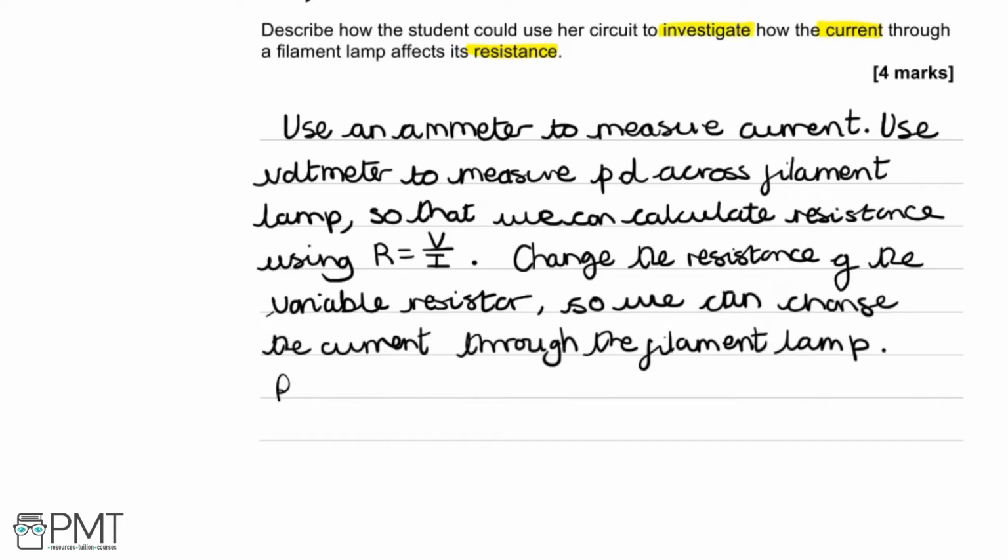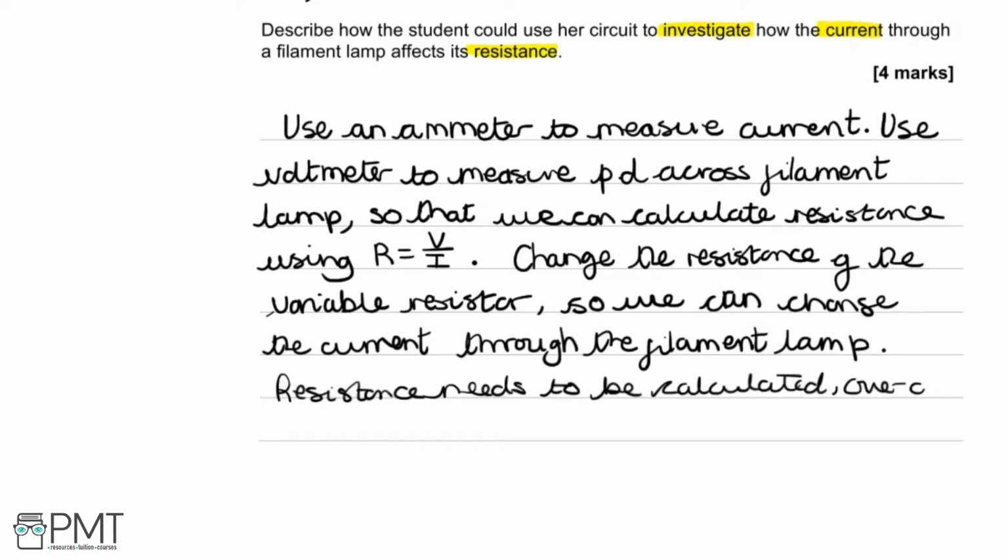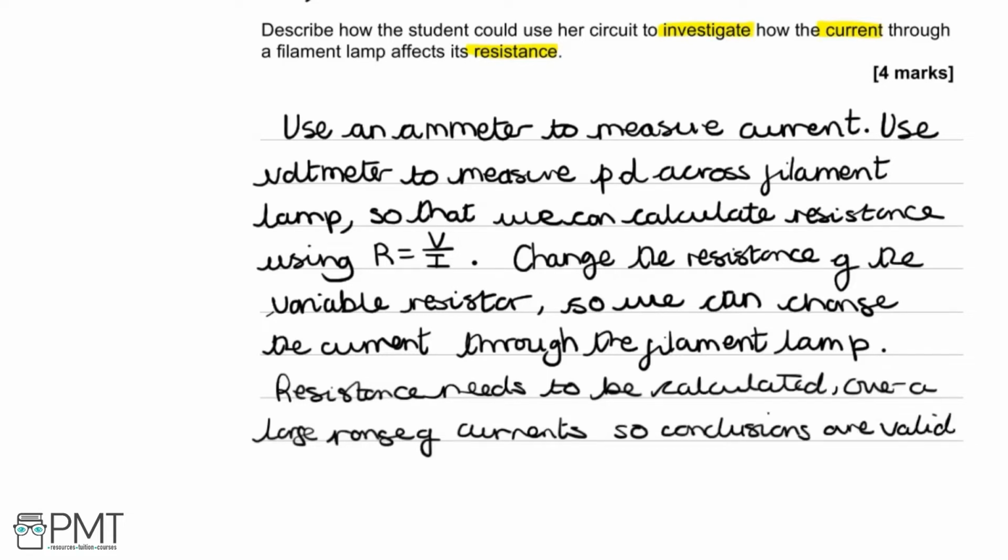So the resistance needs to be calculated over a large range of currents, so conclusions are valid. This last point just makes sure we find all of the patterns. So say there's a different pattern when the current is going in the other direction, or when the current is really small, or when the current is really big. If we calculate them over a large range of currents, the conclusions are more likely to be valid.